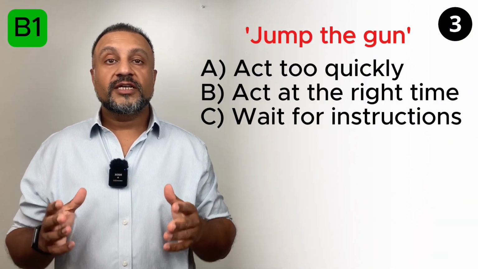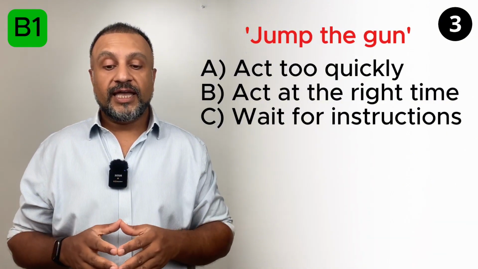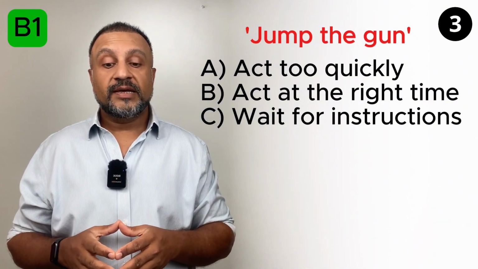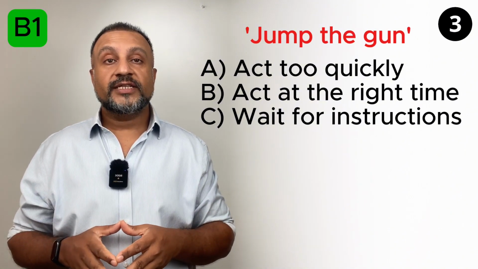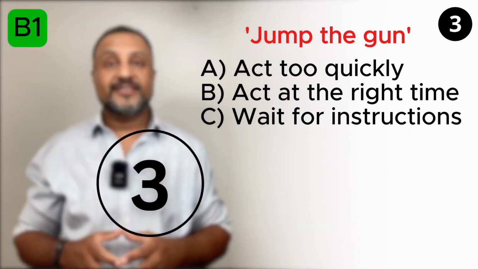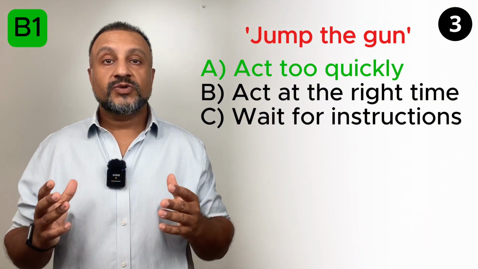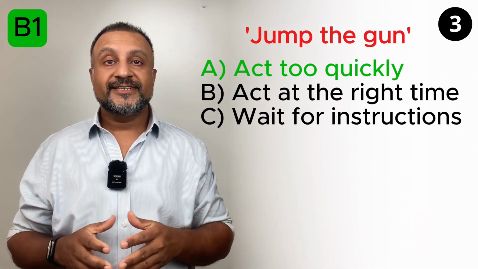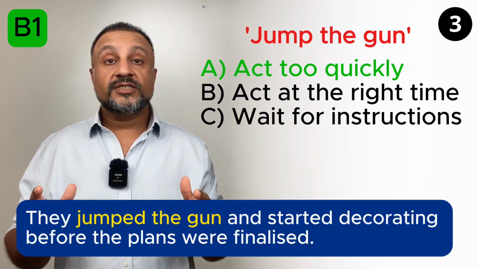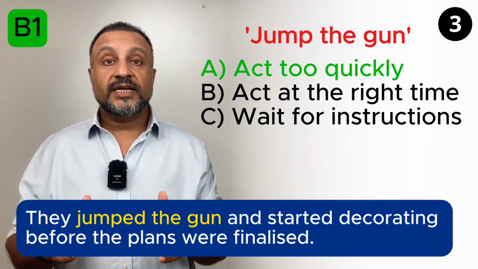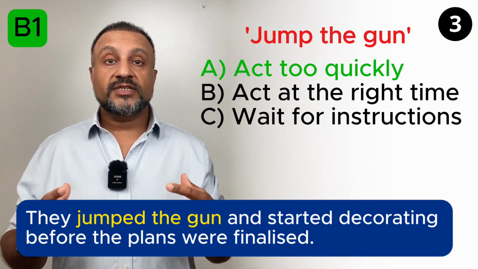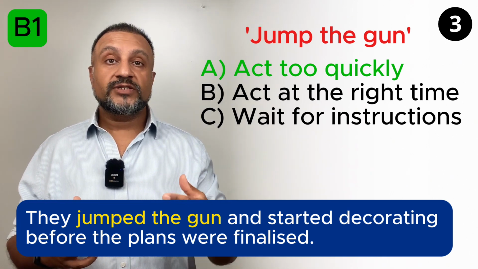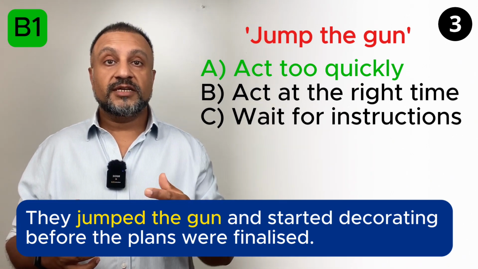Question 3. Jump the gun. A, act too quickly. B, act at the right time. C, wait for instructions. This means to act too quickly. They jumped the gun and started decorating before the plans were finalized. Maybe they were so excited to start decorating, they didn't wait to hear back from the designer.